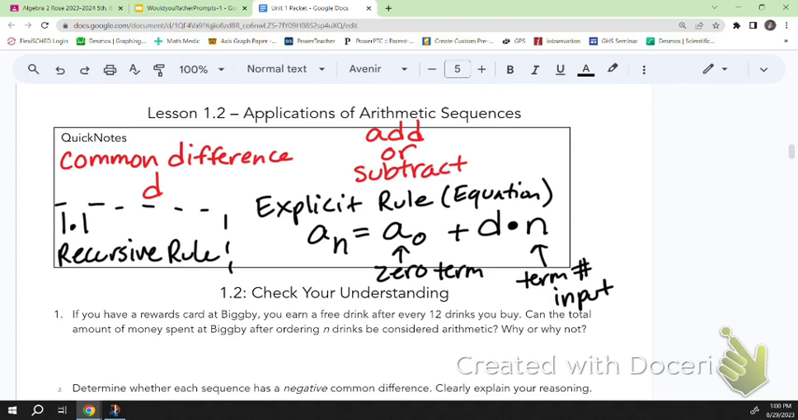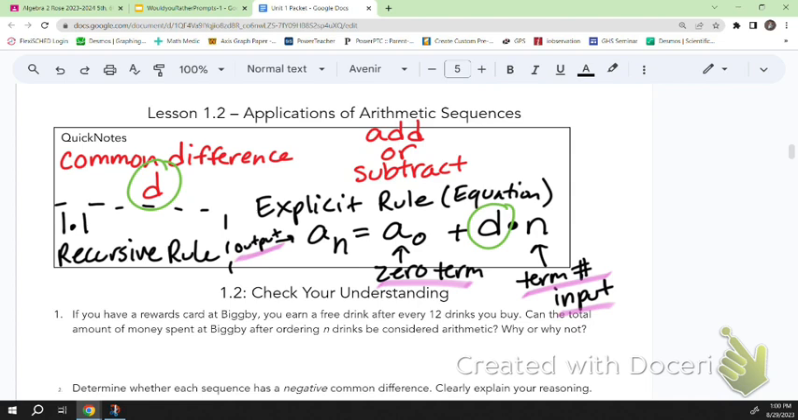Think about it like function notation. It's what goes in. What comes out is a sub n. That's our output. This would be what comes out of it. So we've got some explanations for what each thing means. We've already talked about d. d is your common difference. It's what our pattern is changing by.